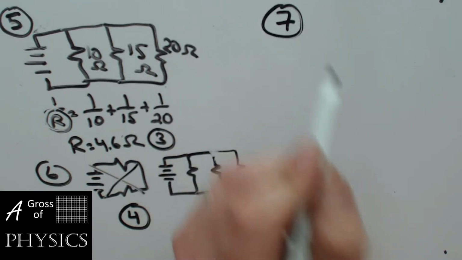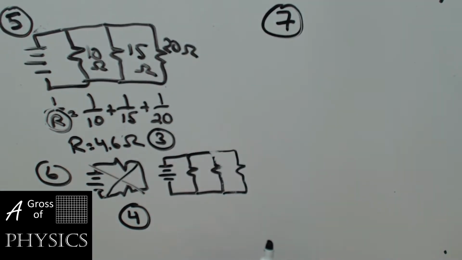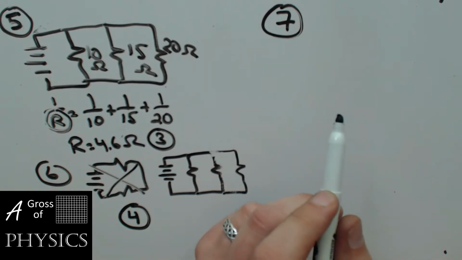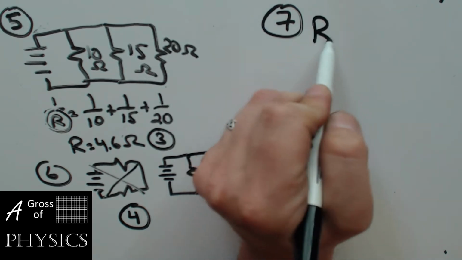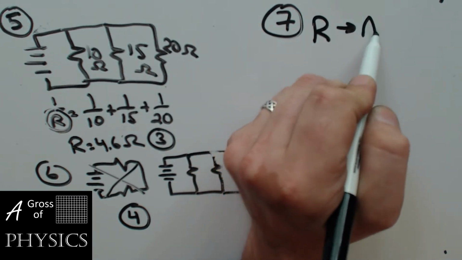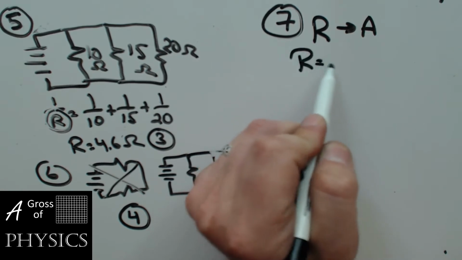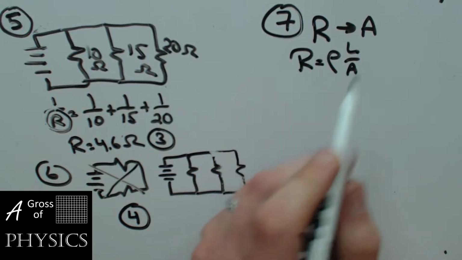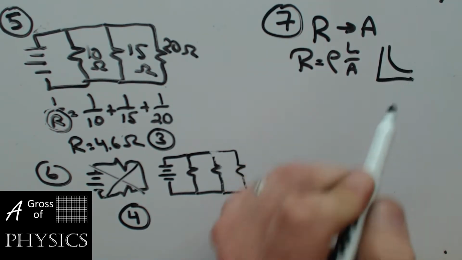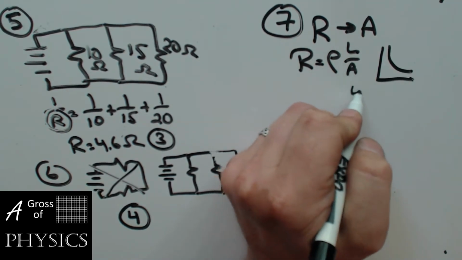All right, number 7. We have several pieces of copper all having the same length with different diameters. What is the representation of resistance versus cross-sectional area? Well, the equation is R equals ρL over A, and R and A are inversely related. So that's going to show an inverse graph like that, which is choice 4.